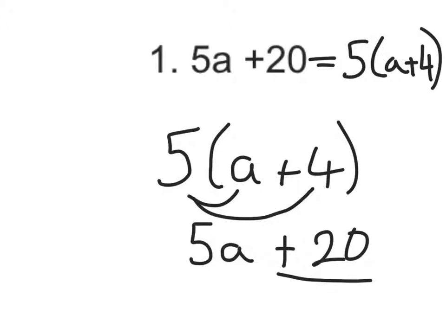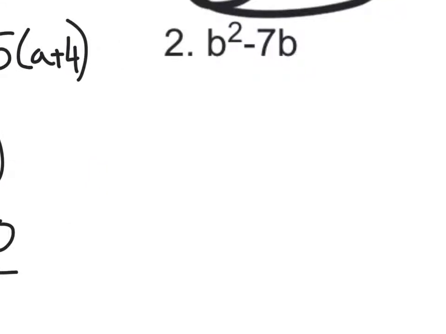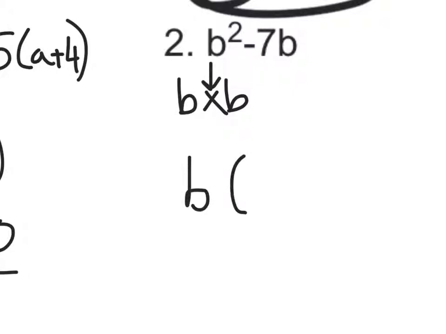So knowing your times tables here is going to be really, really useful. Okay, next one. b squared subtract 7b. This time they don't have a number in common. This one's in the 7 times table, this one isn't. But they both have a b in common because remember, b squared means b multiplied by b. So if they've got b in common, I'm going to take b out.